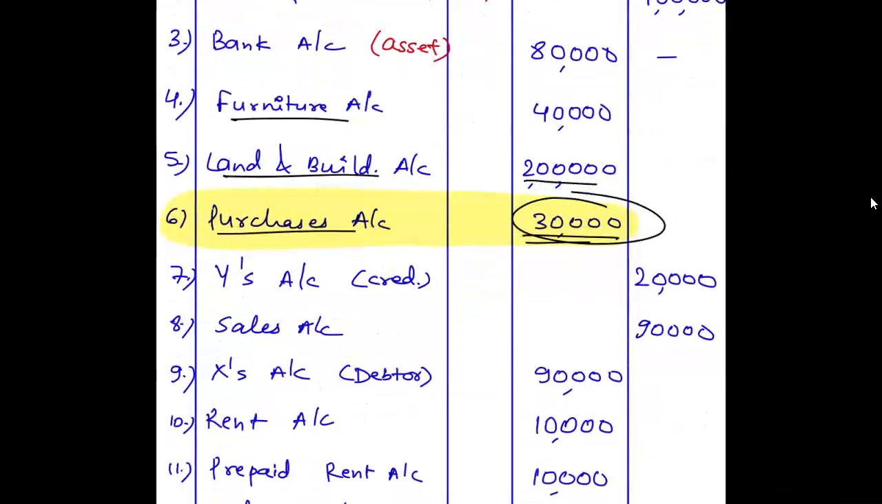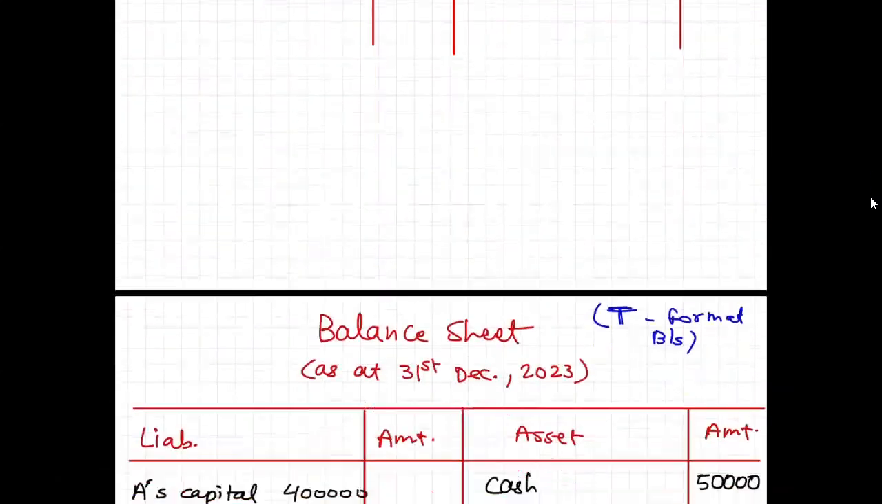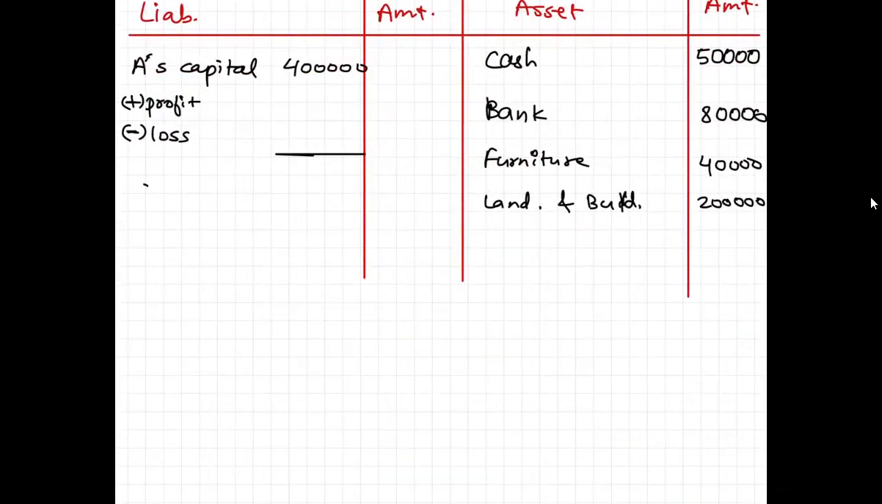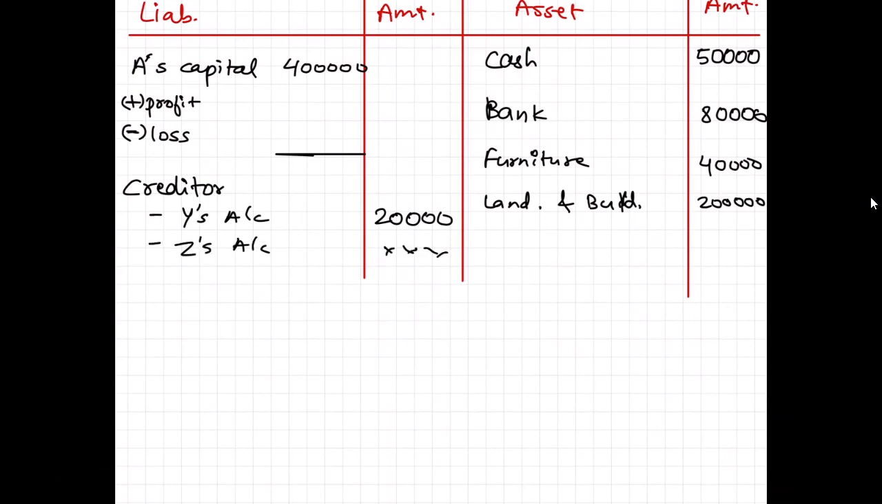Then we have Y's account, who is my creditor. So creditor is a liability. It will go to my balance sheet. So here I will have creditor Y's account, that is 20,000. There may be more than one creditor. So if there is Z also, I will write the Z account and the amount over there. Okay, but right now I have only one creditor. So I have mentioned it like this.